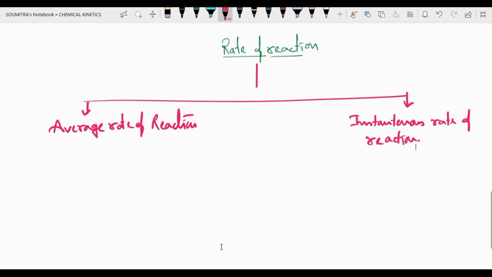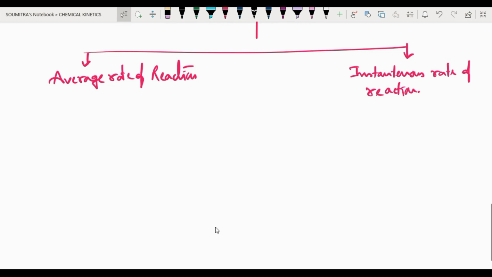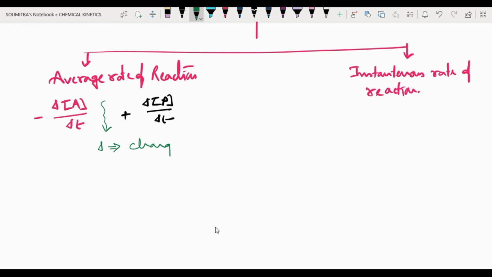Now remember, the average rate of reaction is what I have told you earlier. For example, for reactant it will be minus delta A divided by delta T, and for product it will be plus delta P by delta T. Remember, for the average rate of reaction we express the concentration by the delta term, which denotes the change.